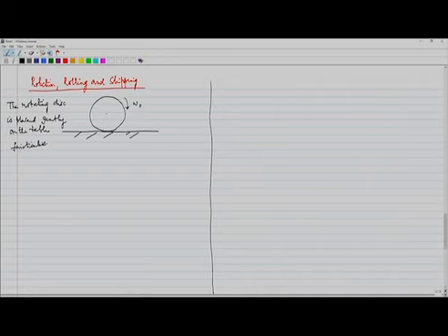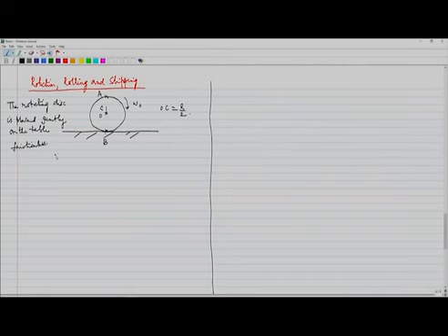Now I will consider this point as A, this point as B, and I will consider some point here which is C from the center. Okay, so let us say that OC is equal to R by 2.